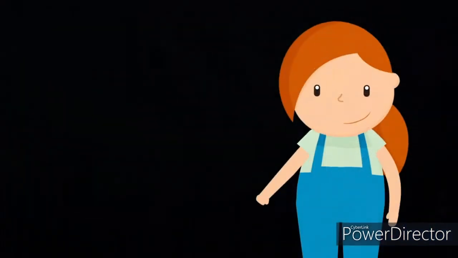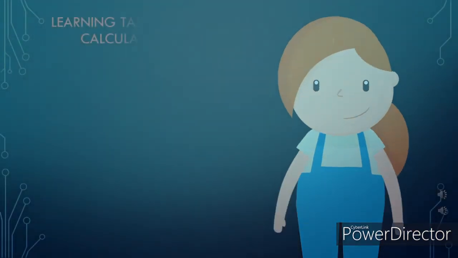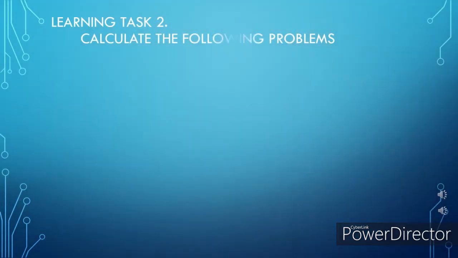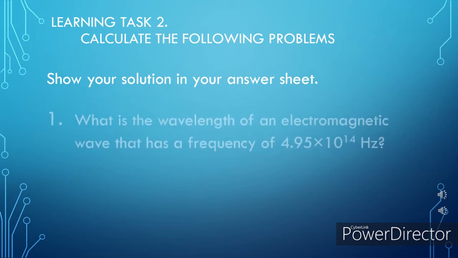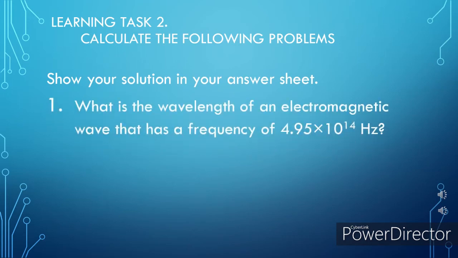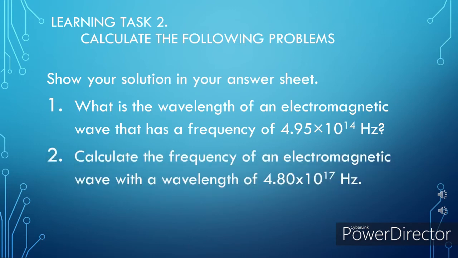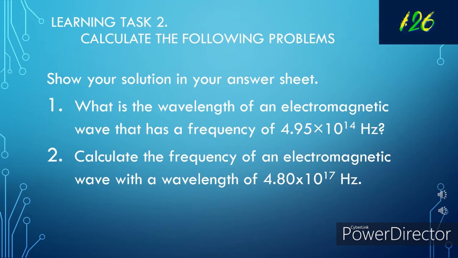Our learning task number 2 is you're going to solve the following problems and make sure you show your solution in your answer sheet. Question number 1. What is the wavelength of an electromagnetic wave that has a frequency of 4.95 times 10 raised to 14 hertz? Question number 2. Calculate the frequency of an electromagnetic wave with a wavelength of 4.80 times 10 raised to 17 hertz. For this activity, you were given 2 minutes to answer, or if you need more time, you can pause the video.